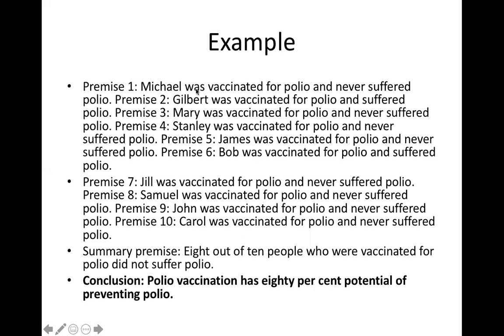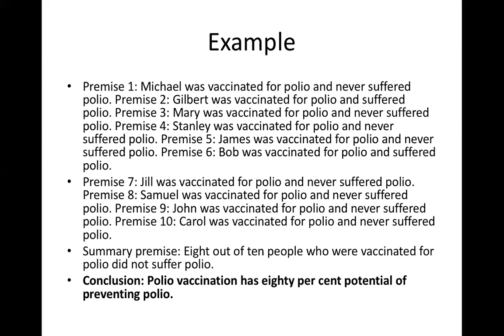Okay, so this is an example of an argument with statistical hypothesis as the conclusion. This is about vaccinating people for polio. Michael was vaccinated for polio and never suffered polio. Gilbert was vaccinated for polio and suffered polio. Mary was vaccinated and never suffered polio. Stanley was vaccinated and never suffered. James was vaccinated and never suffered polio. Bob was vaccinated for polio and suffered it.